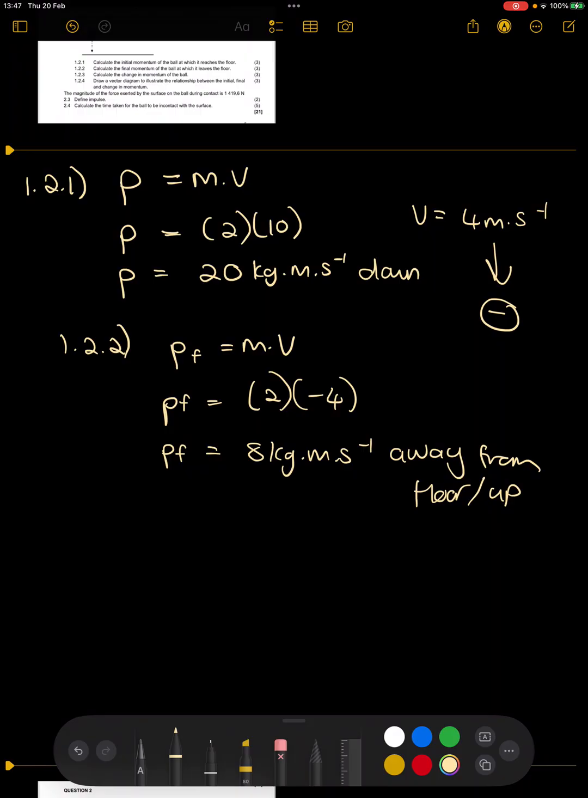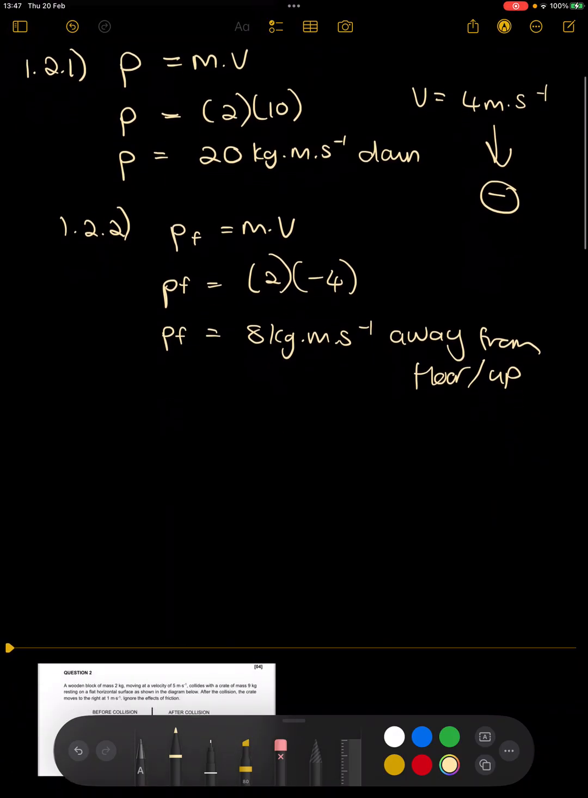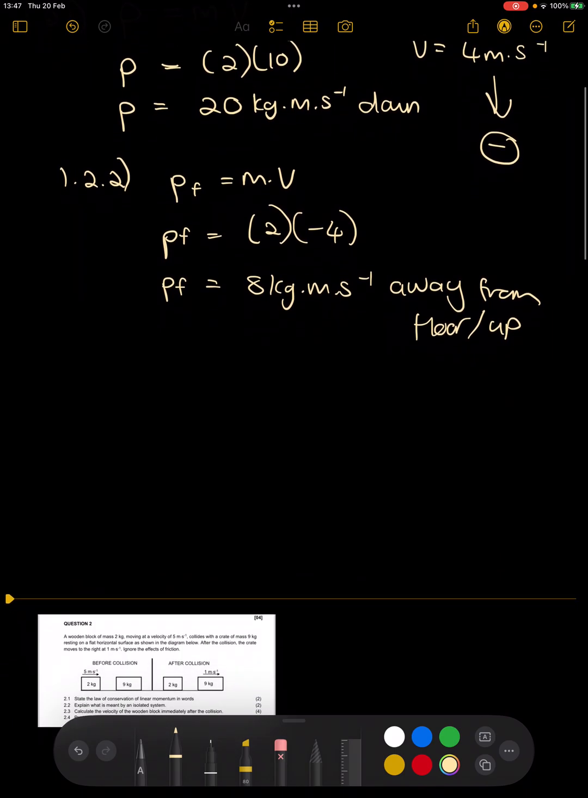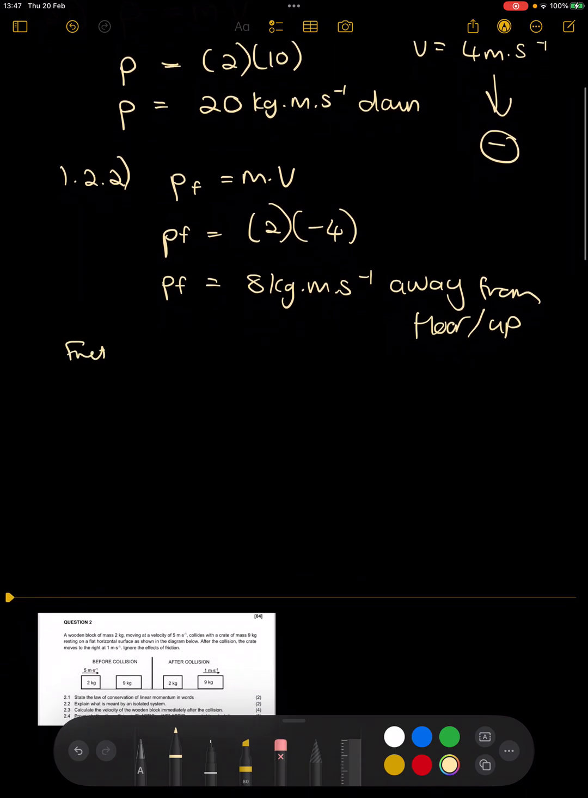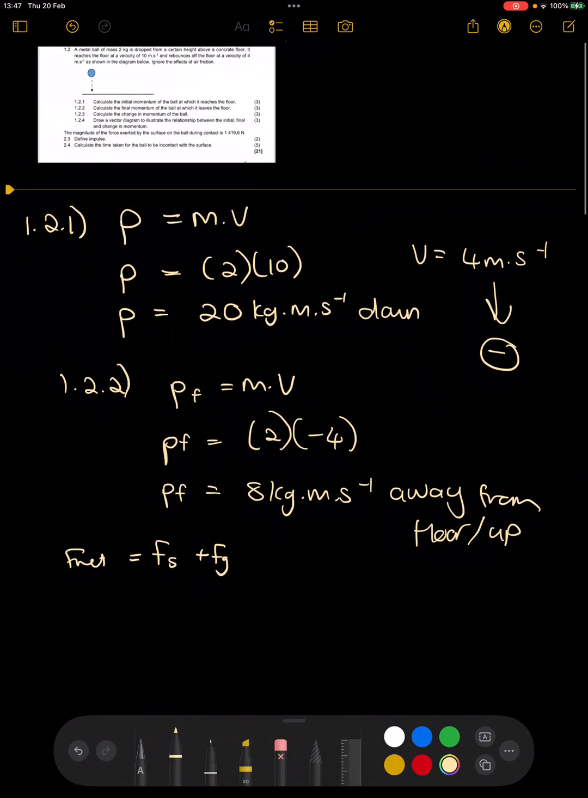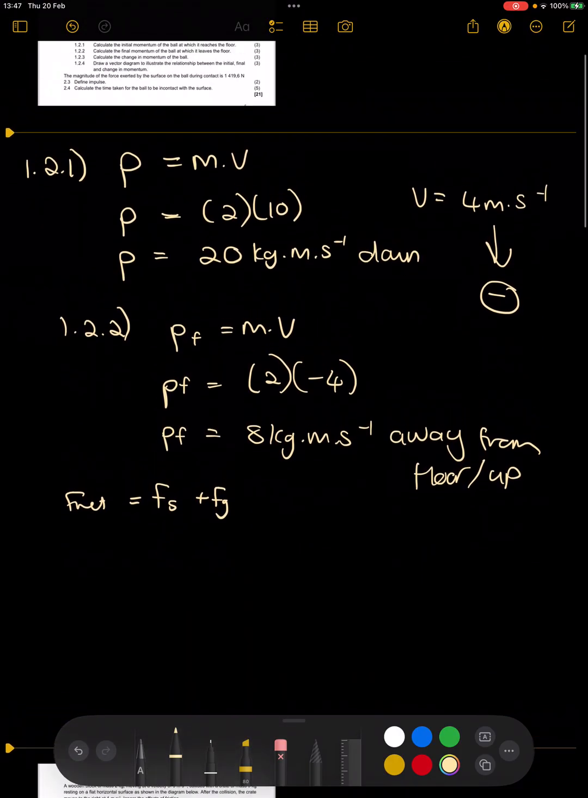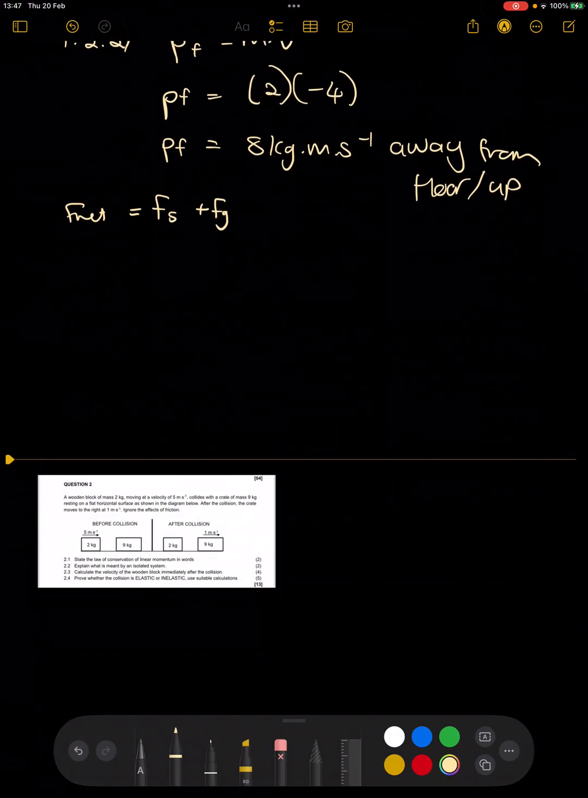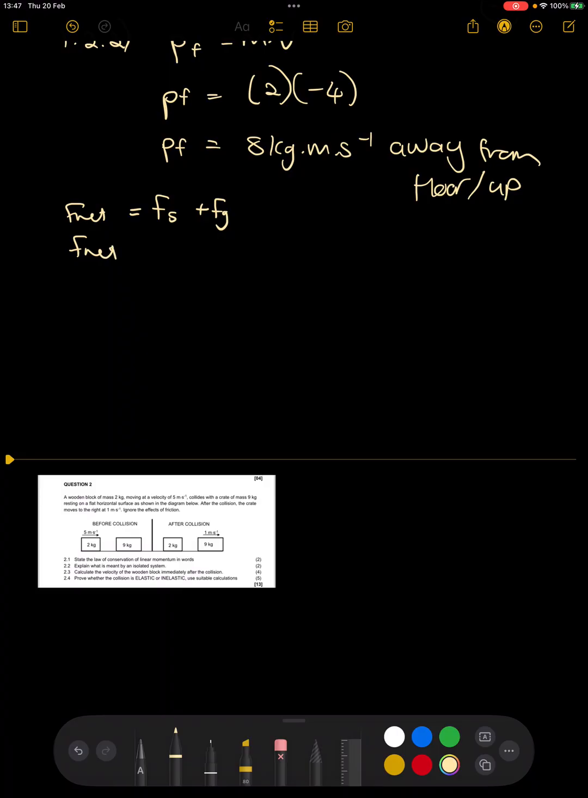So the next question they ask us to calculate the time for the ball to be in contact with the surface. So we are going to have a look at all of the forces that would have played a part over here. So we're going to say that our F net is equal to our Fs, which is the contact force, plus the Fg. They give us the surface or the contact force, that's already given, and we can get the Fg. So my F net is equal to 1,400 newtons.